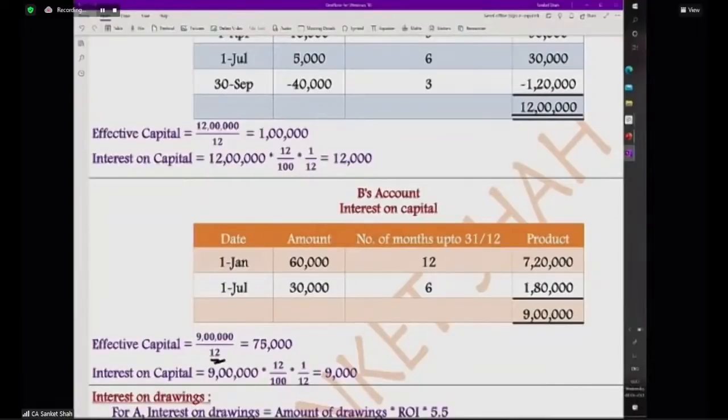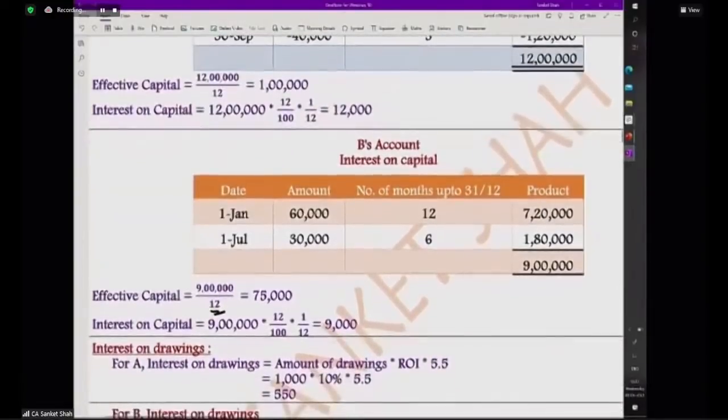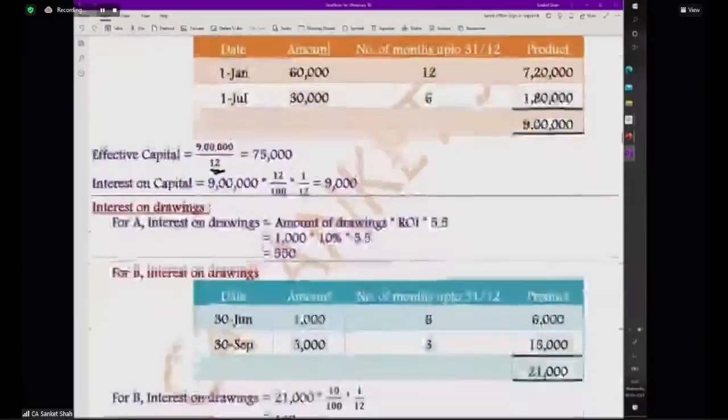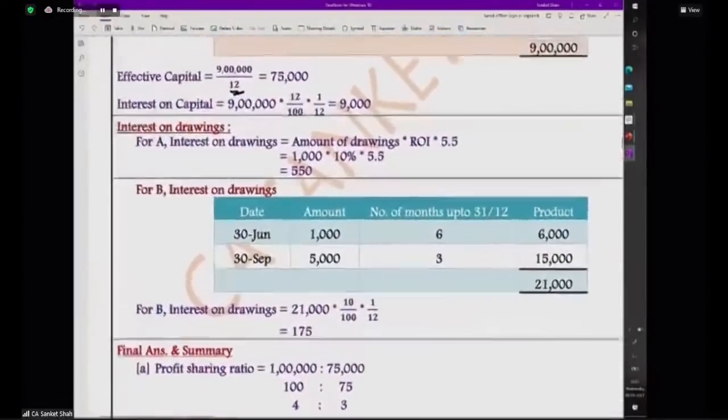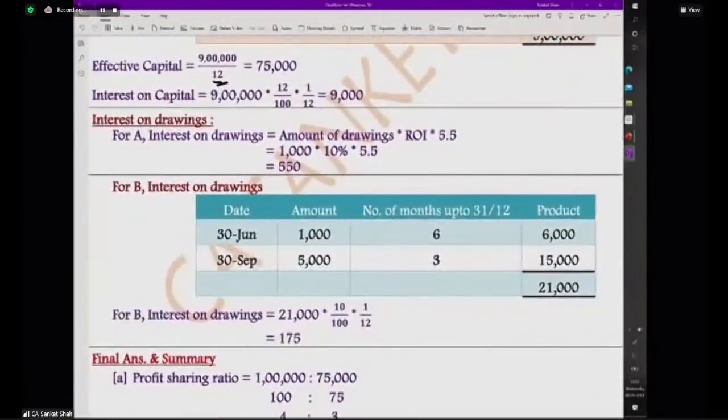Yes, Sarfaraj ji, you are correct. So 12 by 12, you can consider interest on drawing. Please take a screenshot of interest on drawing. I'm not going to explain this interest on drawing because it is at the beginning of the year. At the end of the year, then it is 5.5.